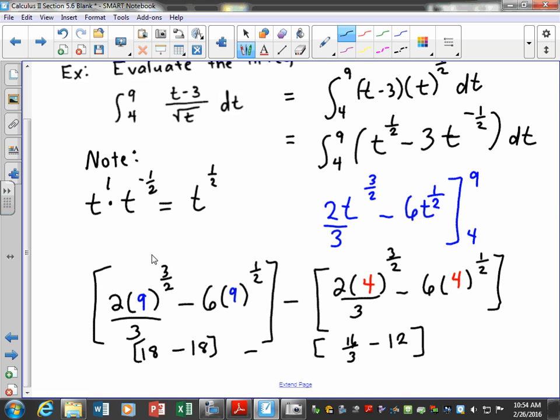That simplifies to 12. Now 18 minus 18 just gives me 0, and the term I subtract on the right is going to be negative 20 thirds. Okay, so minus, don't forget your minus and negative there, so the solution to this entire problem will be 20 thirds.